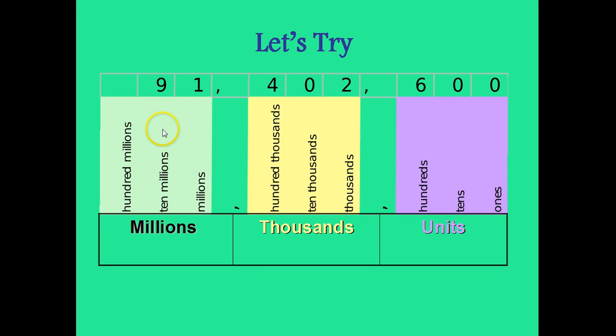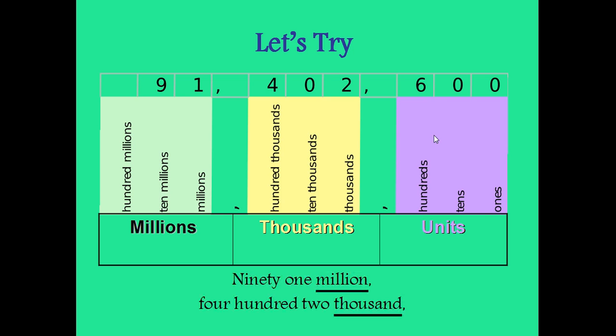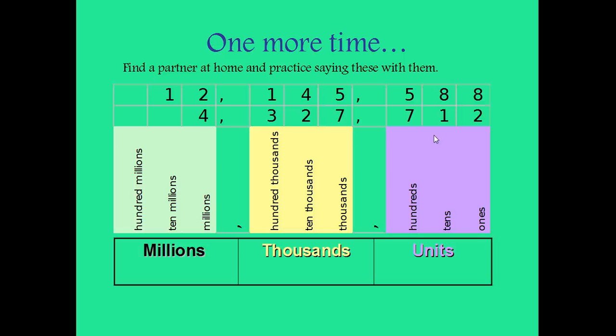Alright, so let's try one of our own. It says 91, right? And then when we get to the comma, we say this period. So we said 91 million. Now we break it down again. This number right here says 402,000, because we're at this comma now. 402,000. And then we say this number, 600, and again we do not need to say units. So it's 91 million 402,600. Let's check to see if we're right. 91,402,600. Awesome.